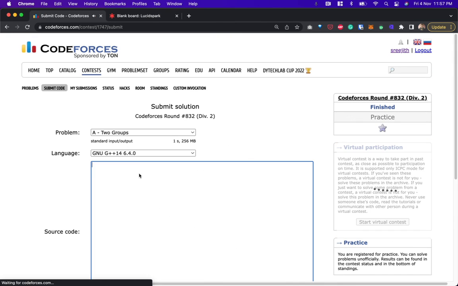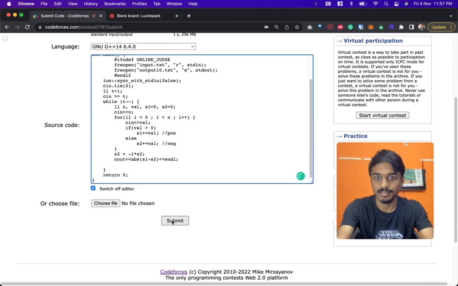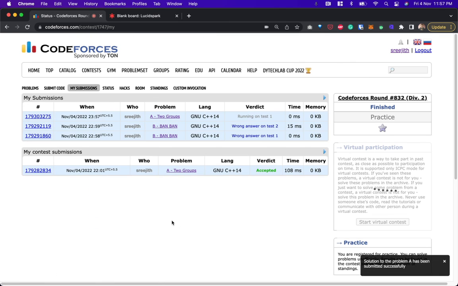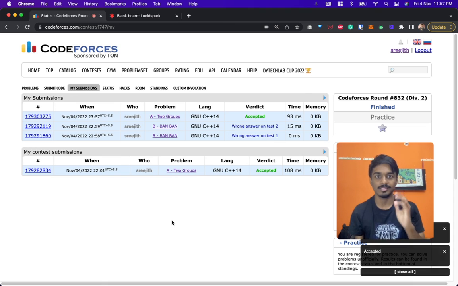So let's submit the code, and I'm pretty sure it's accepted because I wrote this in the contest, and let's see, it's accepted.